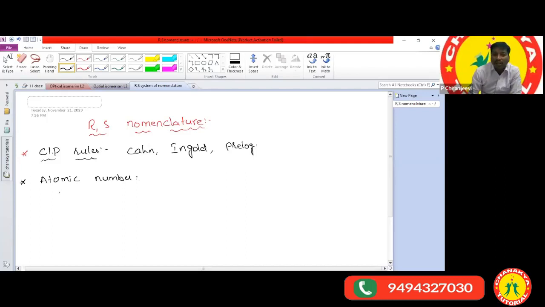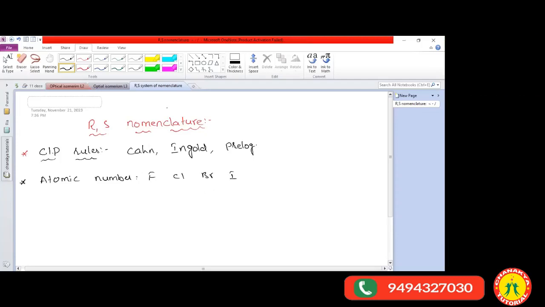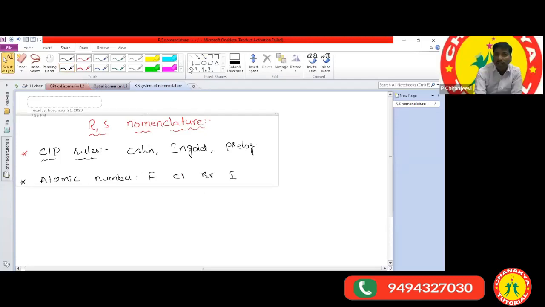So the first condition is based on the atomic number. If the carbon is attached to four different atoms or groups of atoms, we look at the element directly attached. The element which has the highest atomic number gets the first priority. For example, if I give chlorine, bromine, iodine, which one gets the first priority, Aditi? Iodine. Very good.